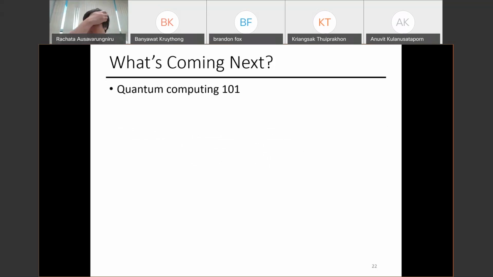What else? Some of you here show interest in quantum computing, so I'm going to talk about quantum computing 101. This is probably next week. We'll talk about accelerators and the tensor processing unit. This is actually on Wednesday.